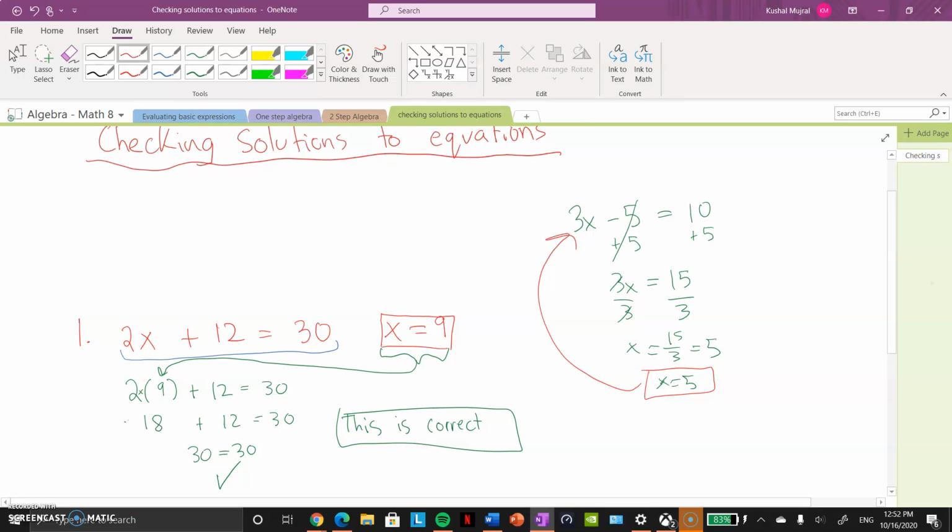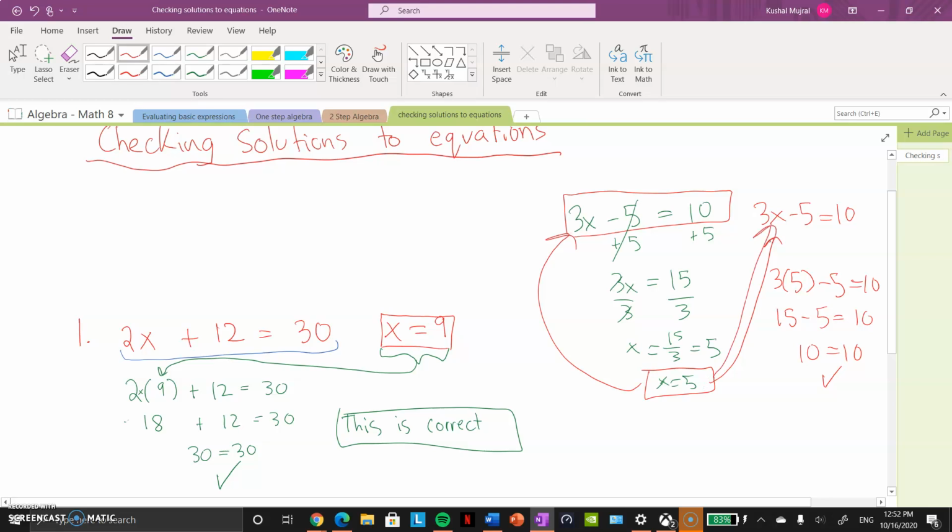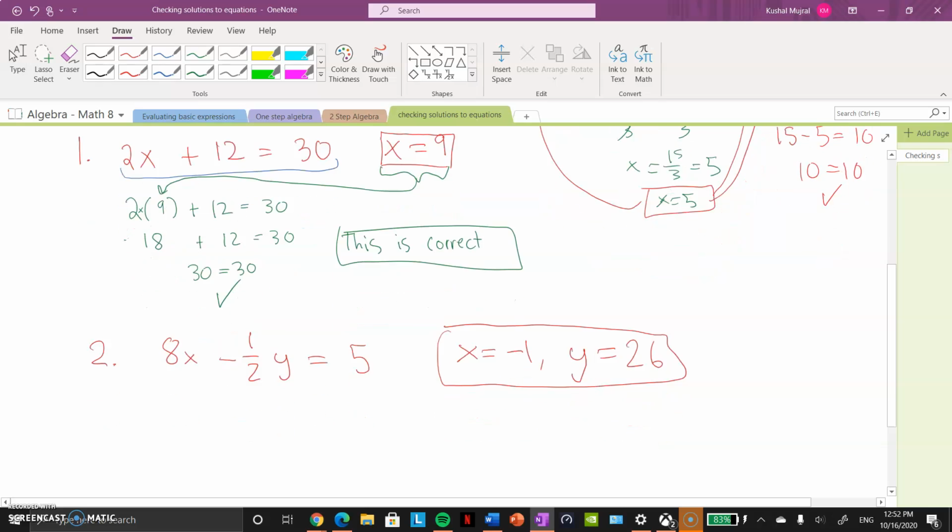Let me show you. So, 3x minus 5 equals 10, and I can plug this 5 in. 3 times 5 minus 5 equals 10. 15 minus 5 equals 10. 10 equals 10. And so this is correct. Now, what this means is, whenever you're doing a question like this, you can always check your answer to make sure that you're right by plugging it back in after you solve the question.